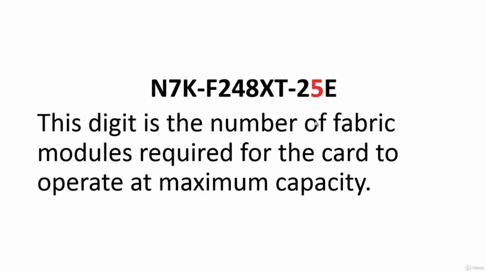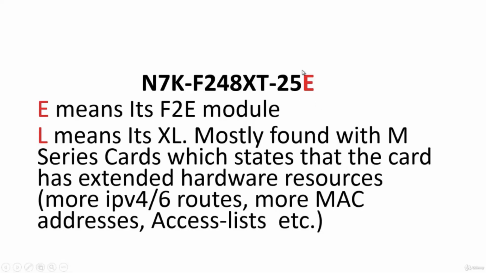Now we'll talk about the last digit, which is E here. Generally it is E, or there is nothing, or there is L. E means it's an F2E, the second generation E module. It is only used in the F series, so it is not used in the M series. If it is L, it means it has capacity to handle additional resources, like more IPv4 routes, more IPv6 entries, more ACLs (access lists), and more MAC address entries. So L is basically used with the M series. Generally there is nothing.